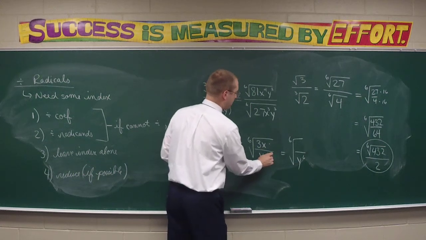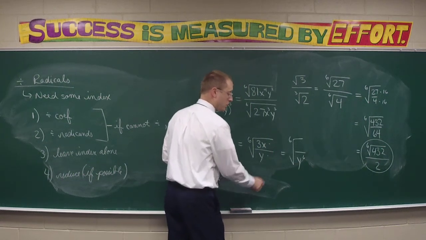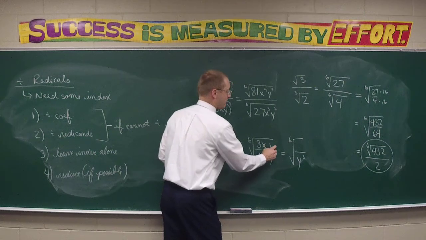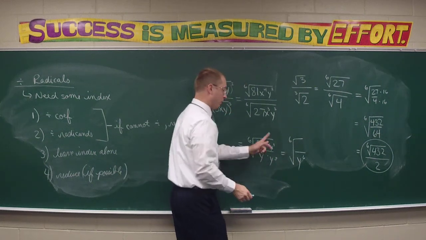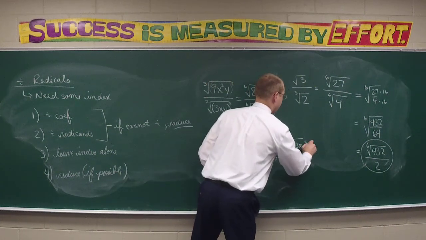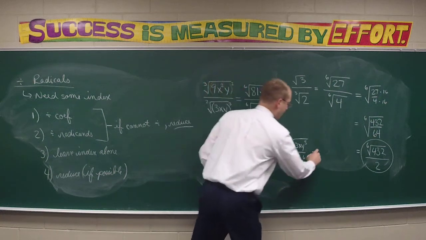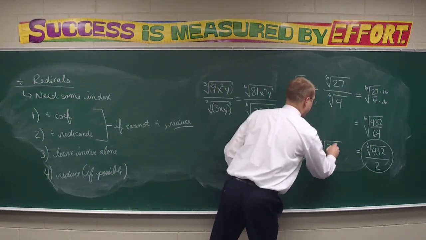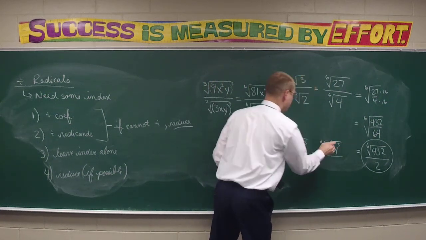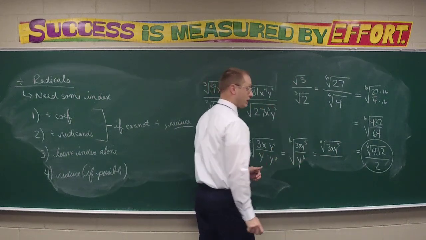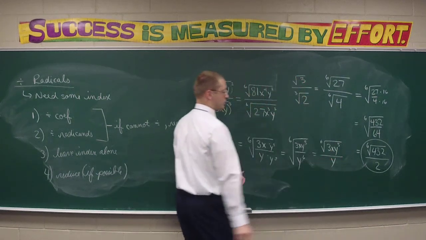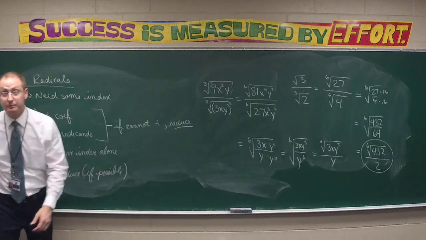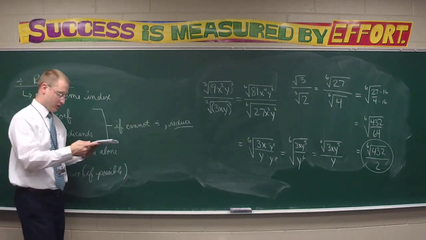So multiply top and bottom by y to the 5th. I've already got one of the y's. I just need 5 more to get a 3xy to the 5th here in the numerator. And we'll keep the sixth root of the 3xy to the fifth, and in the denominator, the sixth root of y to the sixth, class, just y. Questions on that one? Questions?